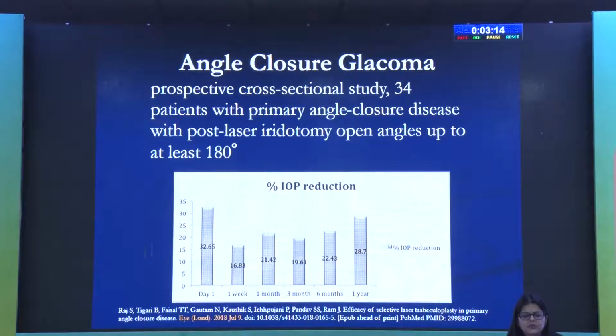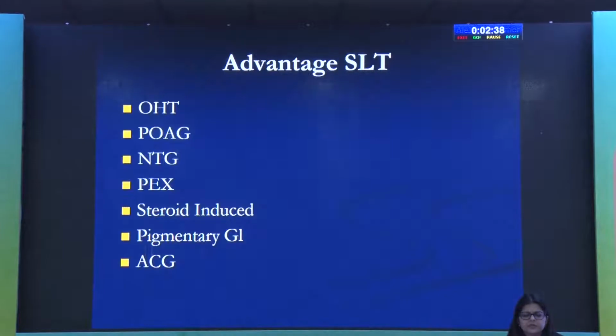Another study we conducted was on angle closure glaucoma. Again, this was a prospective cross-sectional randomized trial. But here we did the laser iridotomy first, and if the pressure was still high after laser iridotomy, like PAC or early PACG group, PAC mostly, these were the patients. The precondition was that the angle should be visible for at least 180 degrees, and then we did SLT for these patients. And you can see all these patients, up to 1 year, had a significant IOP reduction, even in angle closure glaucoma following selective laser trabeculoplasty.